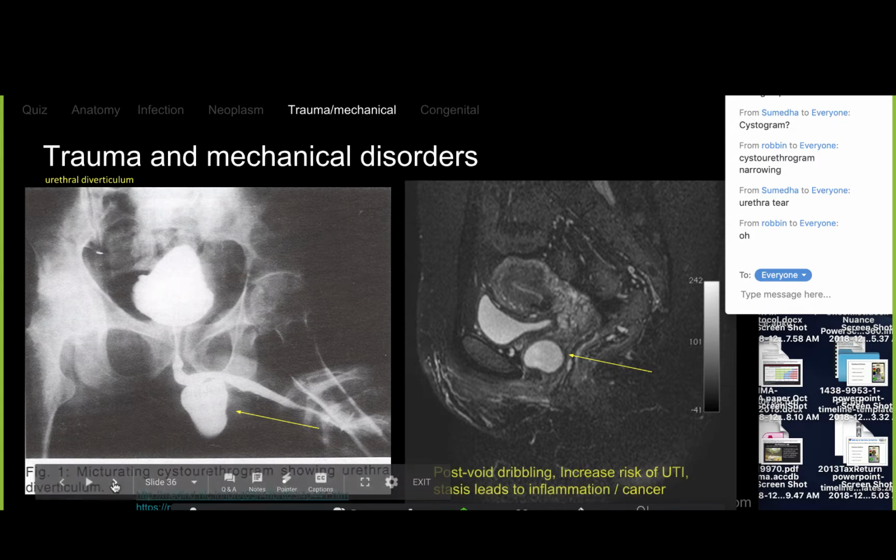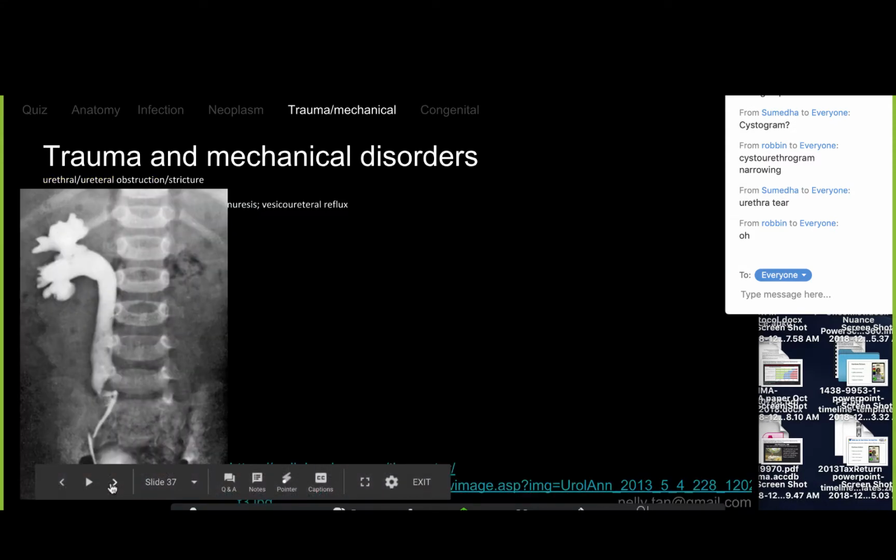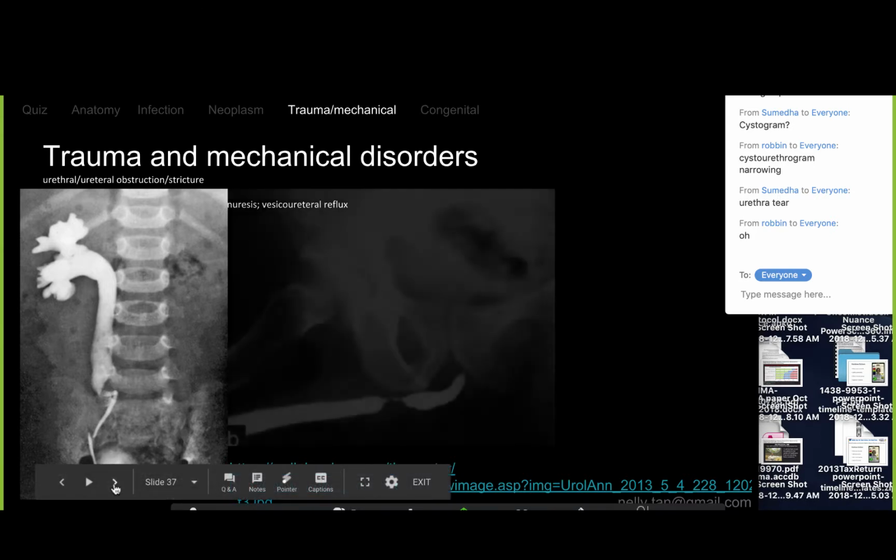Urethral diverticulums are important because you get urinary stasis, and anytime you have stasis, that predisposes you to infections that can then lead to chronic inflammation, and patients can get cancer. So patients with diverticulum can be treated with surgical resection. Okay, good. So, moving on.